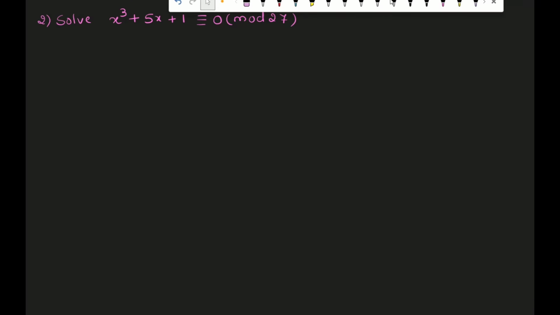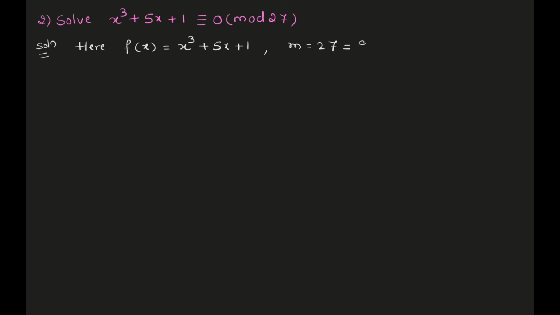Solve x cube plus 5x plus 1 congruent to 0 mod 27. Okay. Now what is given here? F of x is x cube plus 5x plus 1. What is m? M is 27. Now 27 is large. Okay, we can write it as 9 into 3.